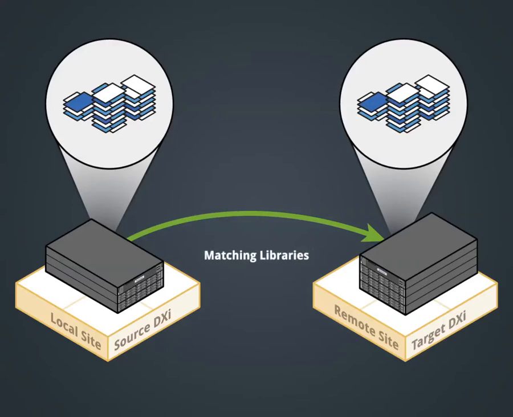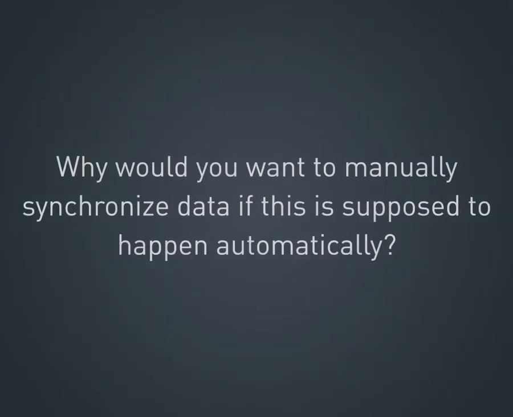After automatic recovery, the data is immediately available for use on the target DXi system. This brings the source DXi system and target DXi system into sync. You can also manually synchronize data between the source DXi system and target DXi system if needed. Why would you want to manually synchronize data if this is supposed to happen automatically? Well, if a file cartridge-based replication job fails, or if file cartridge-based replication is disabled for a period of time, manually synchronizing data brings the source DXi system and target DXi system into agreement.